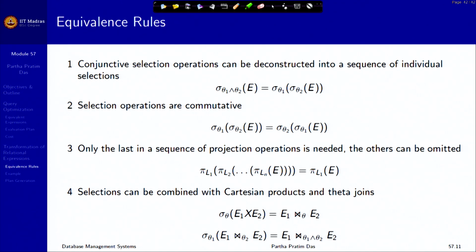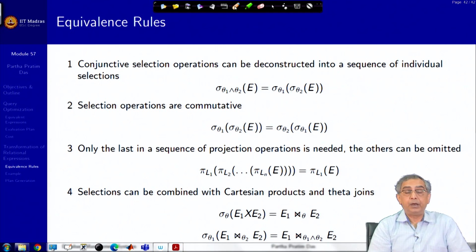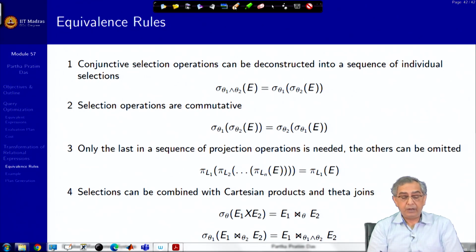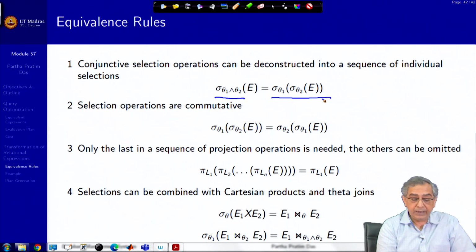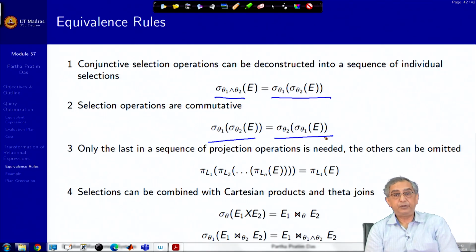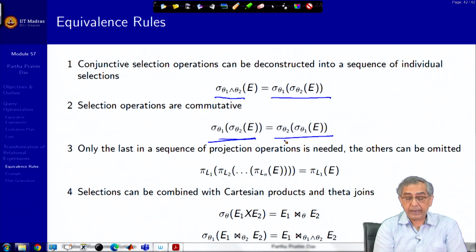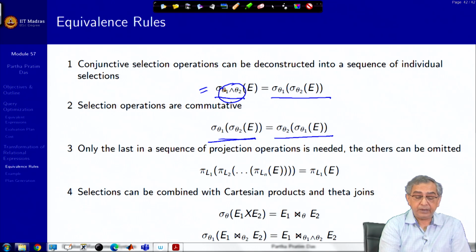So, these are very intuitively easy rules, but still if you have doubts, you should work it out, think over. For example, if I have a conjunction of two conditions, then it is applying the two conditions one after the other, which may be easier to evaluate. The selection is commutative. That is, if I have two conditions, then I can change their order, which is very easy to prove, because this ANDing is commutative. So, this is equivalent to theta 2 and theta 1.